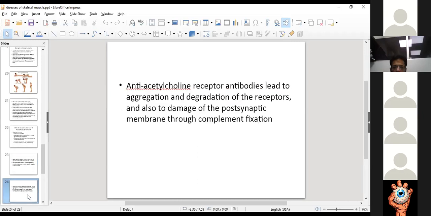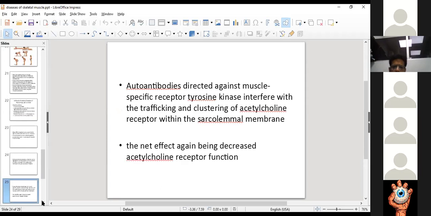Anti-acetylcholine receptor antibodies lead to aggregation and degradation of receptors and also to damage of postsynaptic membranes through complement fixation, which induces inflammation. Autoantibodies directed against muscle-specific tyrosine kinase interfere with trafficking and clustering of acetylcholine receptors within the sarcolemmal membrane. As I told you, the net effect is decreased acetylcholine receptor function and ultimately muscle weakness.